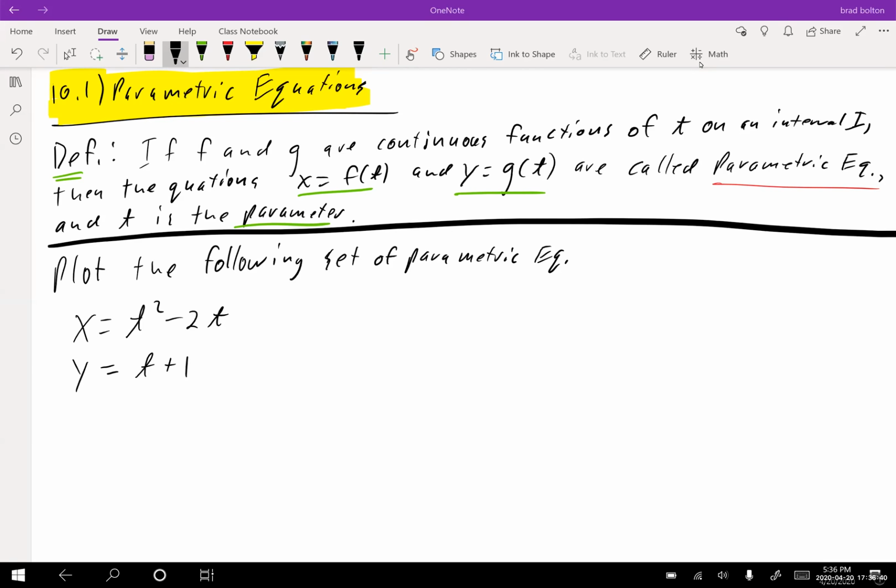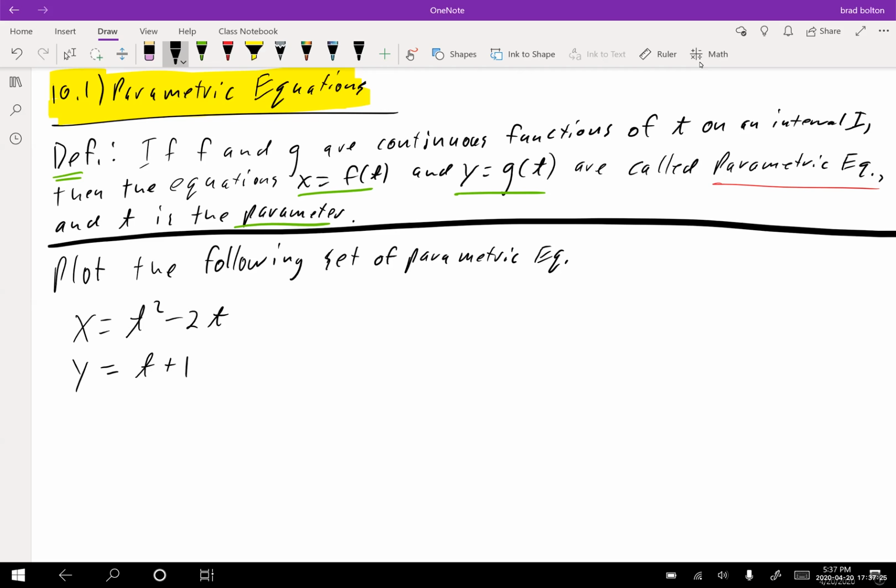So our first definition will be: if f and g are continuous functions of t on an interval I, then the equations x equals f of t and y equals g of t are called parametric equations, and t is the parameter. So basically, we're going to be able to work with a lot of other shapes other than just plain old functions at this point. The main thing we are noticing here is that we're still working with X and Y, but now X and Y are both being described in terms of T.